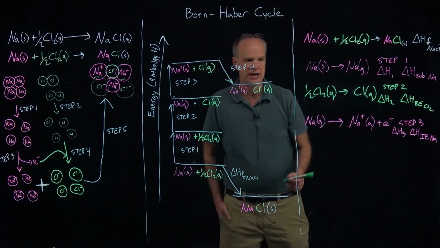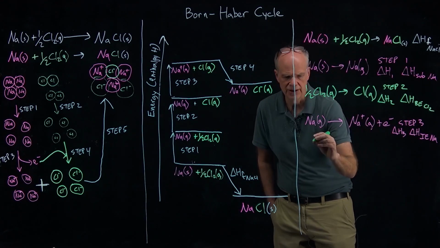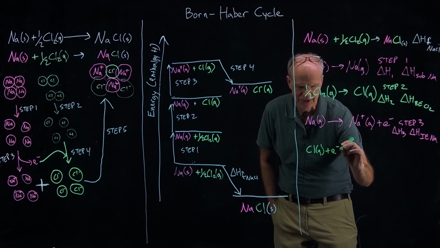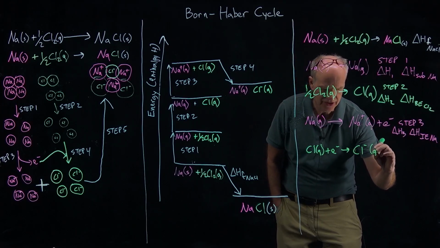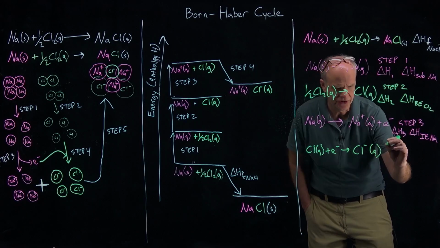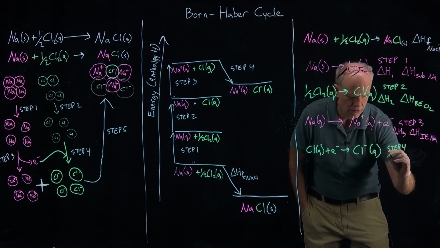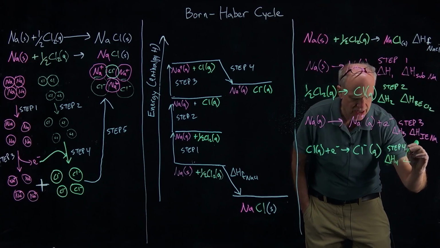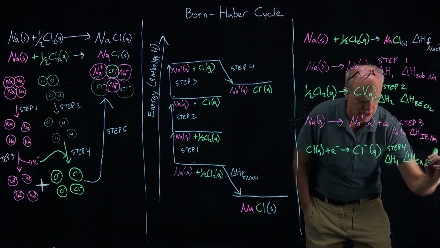Okay, so let's write out an equation describing the electron affinity of chlorine. So we have chlorine in the gaseous state, and we're going to add an electron to it, and we're going to get the chloride ion in the gaseous state. And so this is step 4. One way to designate this is the change of enthalpy of step 4, or change of enthalpy associated with the electron affinity of chlorine atoms.